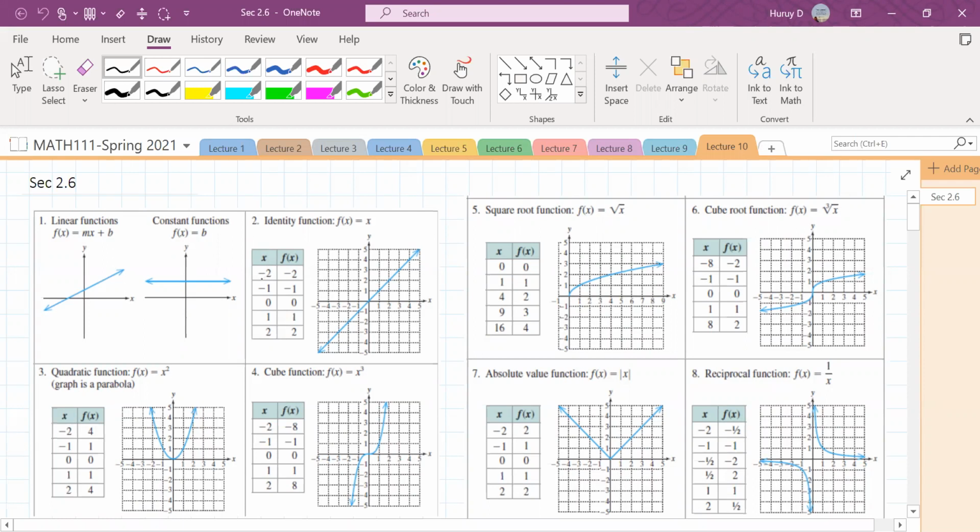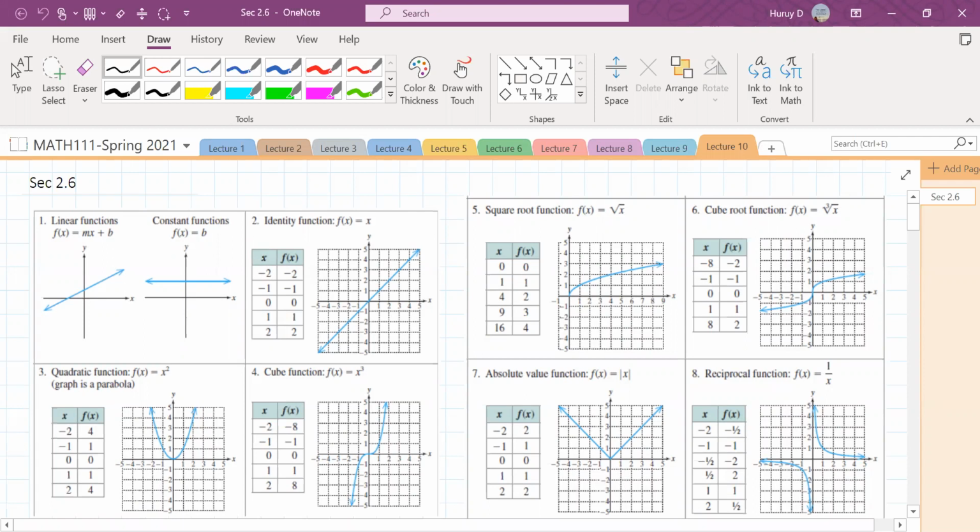In today's lecture, we will see some graphs of functions and translations of functions. By translation, I mean there are horizontal translation and vertical translation, and also we have reflections of graphs.